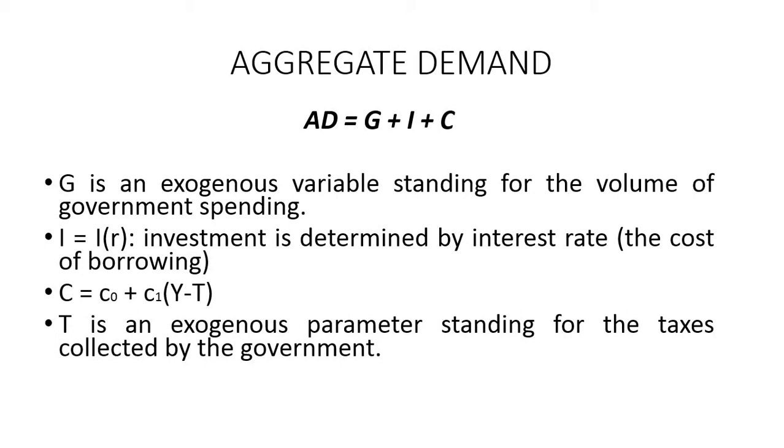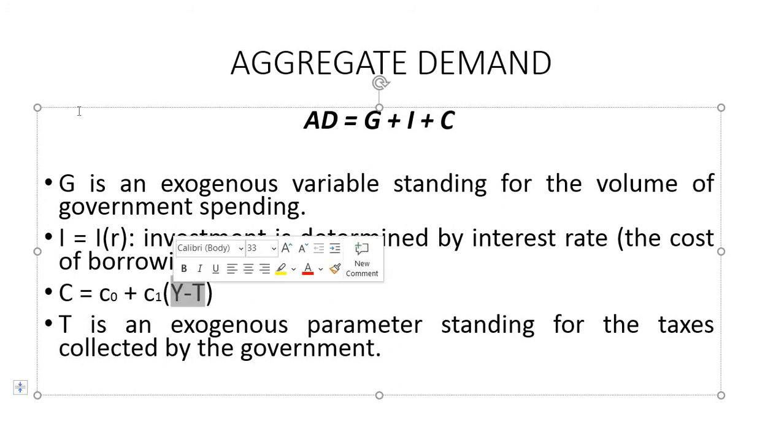C. C stands for consumption, or household spending on goods and services. Here we assume consumption consists of two components. C0 is autonomous consumption, some level of consumption which does not depend on the level of income. And C1 times (Y minus T) is the proportion of consumption which is actually determined by the level of disposable income. So maybe we shall start with disposable income first.